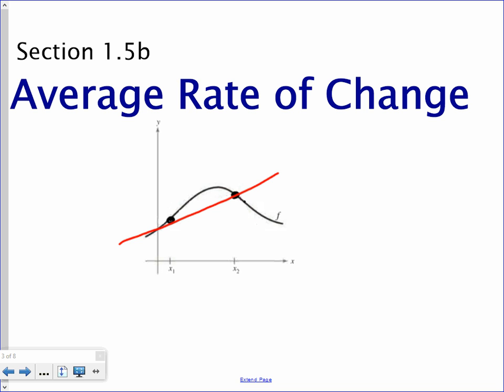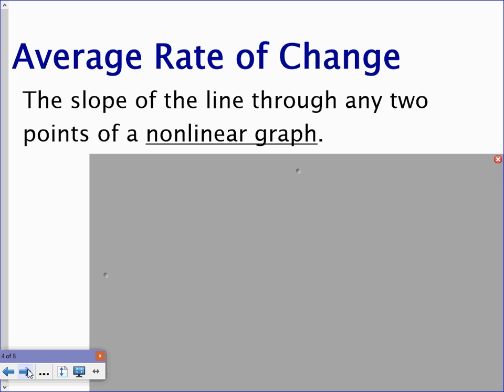There's a definition for average rate of change that I would recommend putting in your notebook, and if you want to draw a picture of what average rate of change really means, that's what I would draw. A curved graph with 2 points and a line in between them. And the average rate of change will be the slope of the line through any 2 points of a nonlinear graph. If it's linear, it's not an average rate of change, it's the rate of change, because it stays constant.